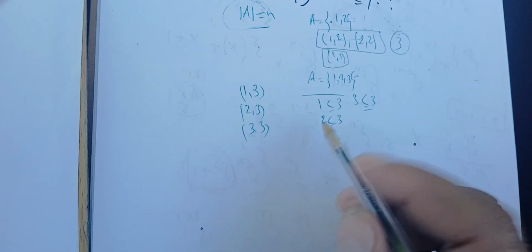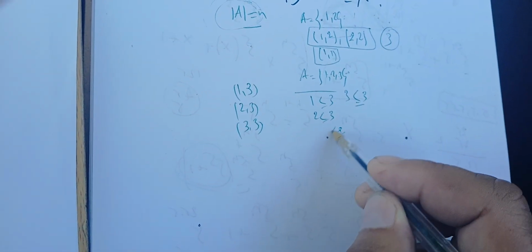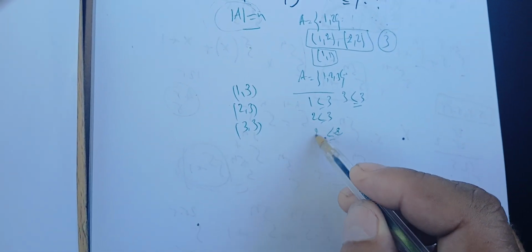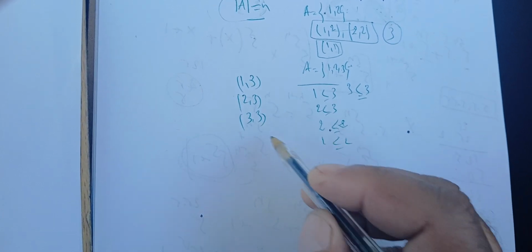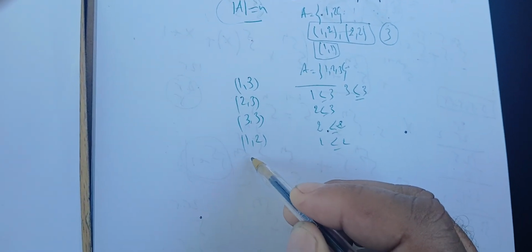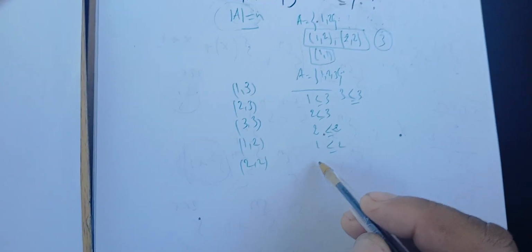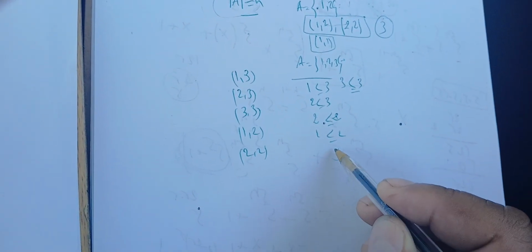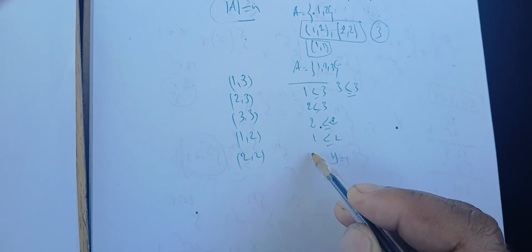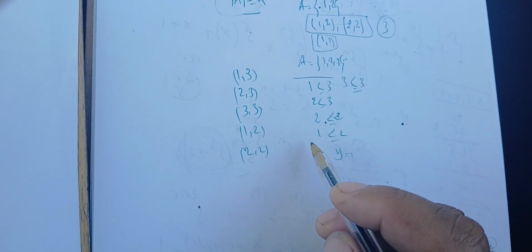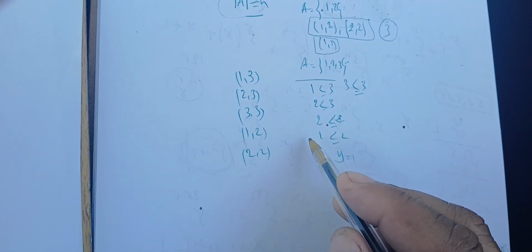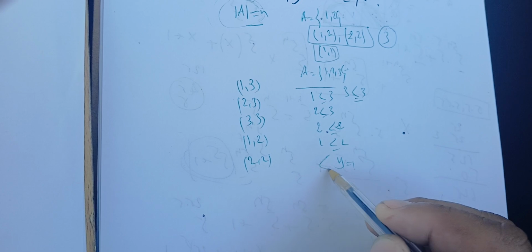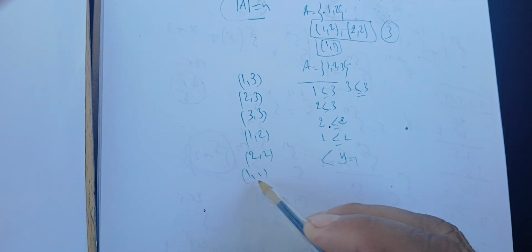If y is 2, what are the values that are less than or equal to 2? They are 2 and 1. So we have (1, 2) and (2, 2). Now, if y is 1, what are the values? It is only one value, so we have (1, 1).